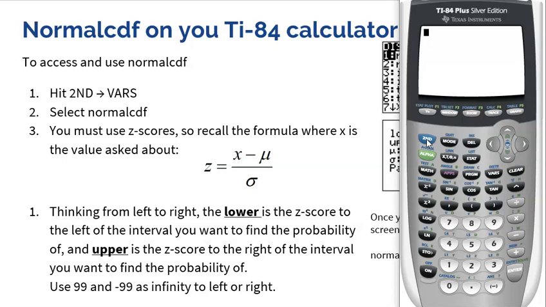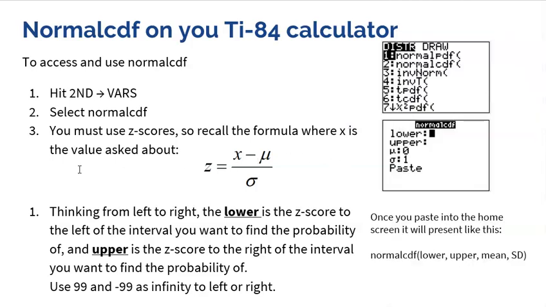All right, so once again, second vars, number 2 here. Now, it's important to keep in mind that the calculator only speaks in the language of z-scores. So when it talks about a lower and an upper value, it's talking about z-scores. So I do need to remember how to calculate a z-score for a given value. It's a very simple formula. It's your value, x, minus the mean divided by the standard deviation. And remember, a z-score by definition is how many standard deviations you are from the mean.